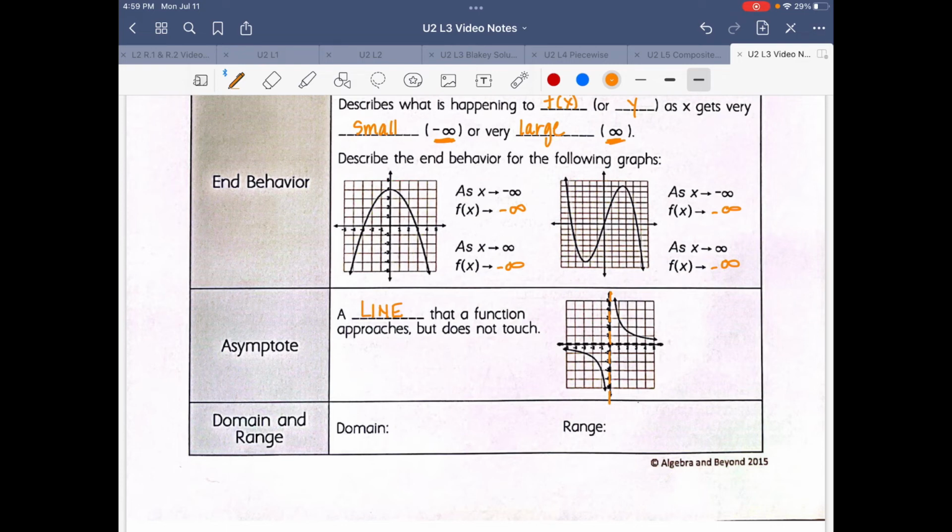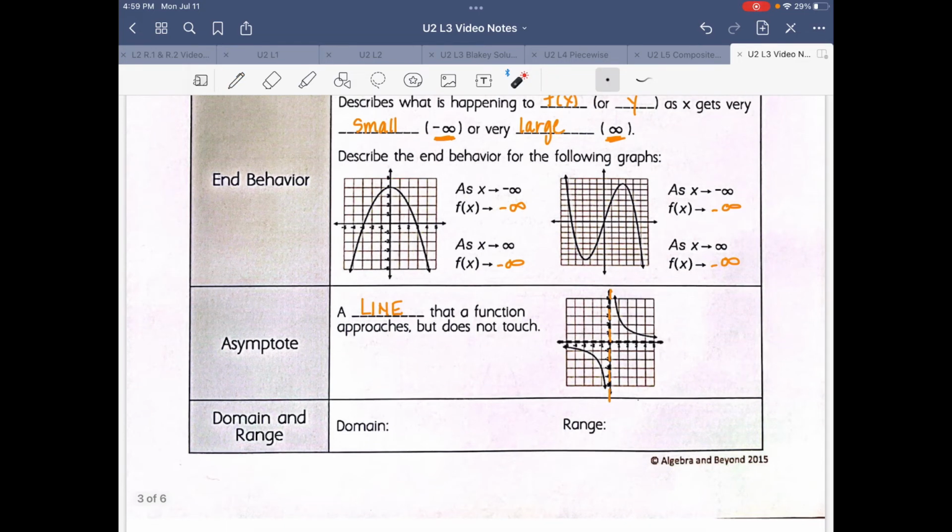So if you will notice, there are 2 invisible lines. One happens to be the y-axis. My function is getting closer and closer to this y-axis, but it's never going to cross it. And on this side, the function is getting closer and closer to the y-axis, but it's never going to cross it. So the y-axis right here is called a vertical asymptote.